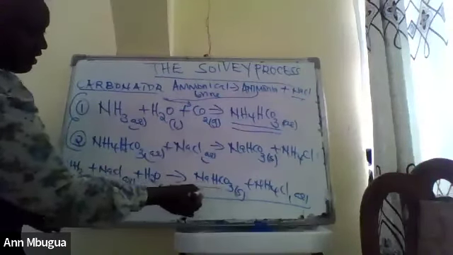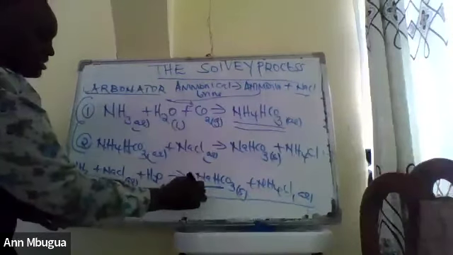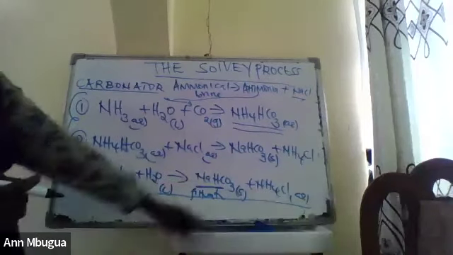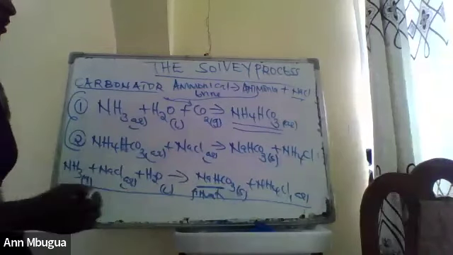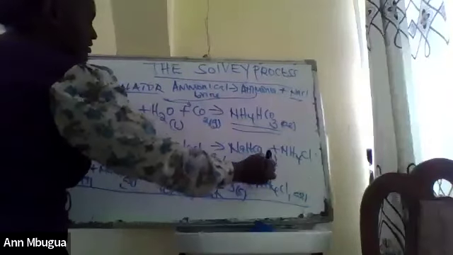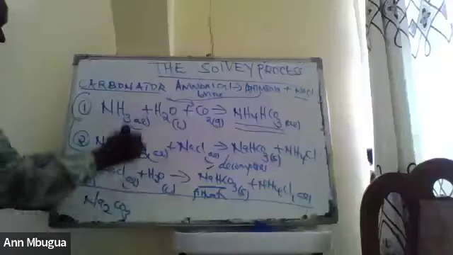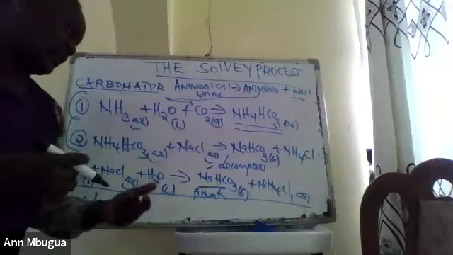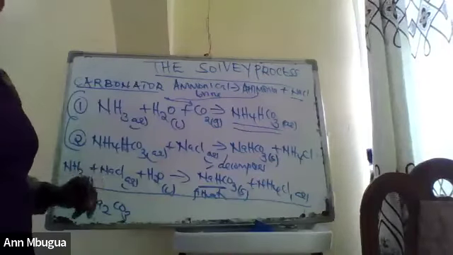This one we said is sparingly soluble, so you carry out filtration and you get your precipitate as sodium hydrogen carbonate, and you get your filtrate as ammonium chloride. This one is the one we are heating and it is decomposing. And once it decomposes, we get sodium carbonate, which is what we want in large quantities. We also get carbon dioxide, which is recycled. We also get water, which is recycled. This ammonium chloride is also not thrown away.